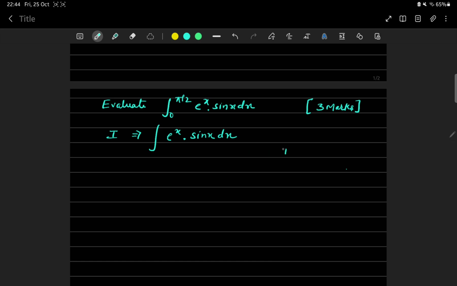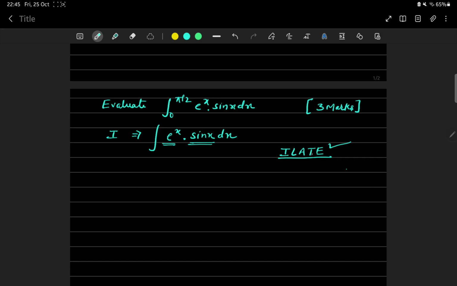So there is a concept here, we follow the rule called ILATE. Now what is the meaning of this? I means inverse trigonometric function, L means logarithmic function, A means algebraic function, T means trigonometric function, and E means exponential function. So ILATE gives us an idea of the preference of the function, which function we have to take as the first function and which as the second function.